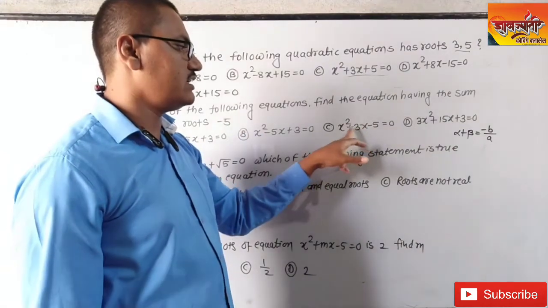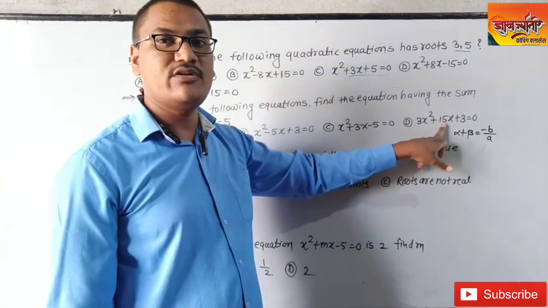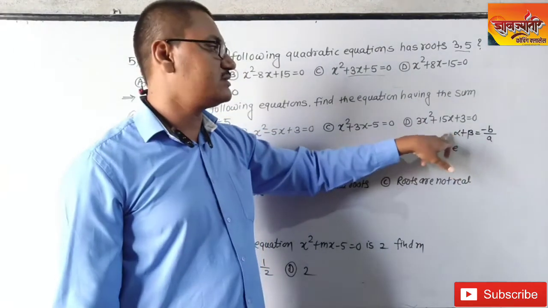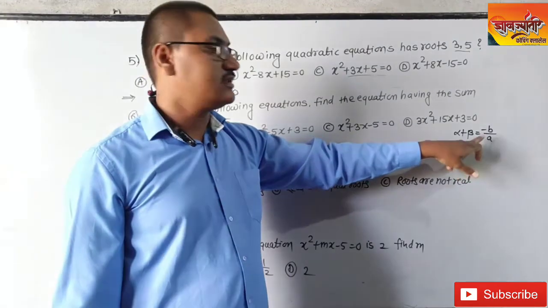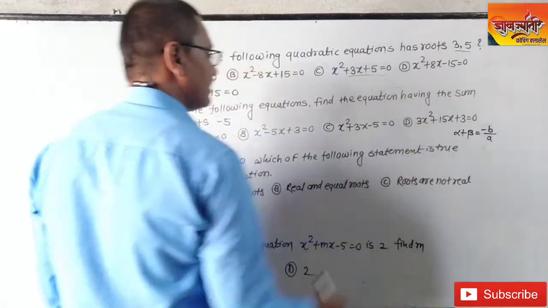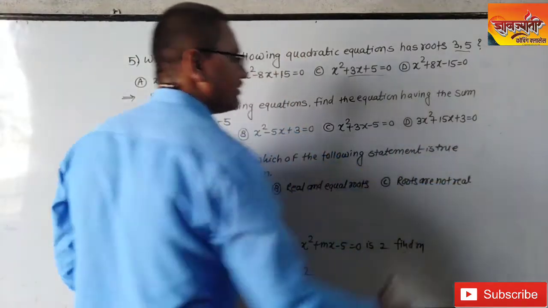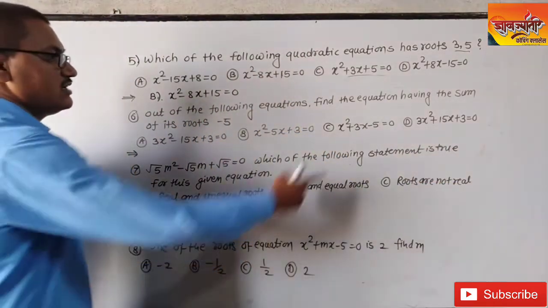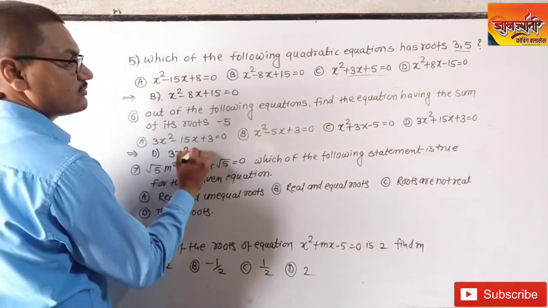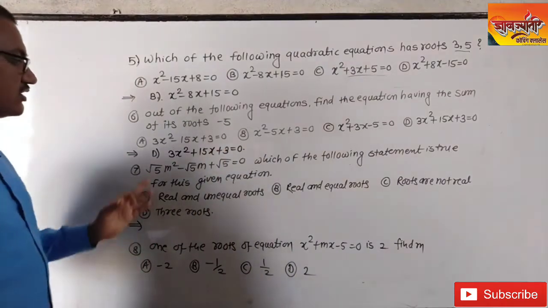minus 3 upon 1, so alpha plus beta is equal to minus 3. In the last equation, plus 15, the value of b is 15, minus 15 upon 3, we get minus 5, so the value of alpha plus beta is equal to minus 5. This means the last option has the sum of roots as minus 5. By using the formula alpha plus beta is equal to minus b upon a, the correct answer is option D, which is 3x square plus 15x plus 3 is equal to 0. This is the correct option. You can take the next problem, number 7.